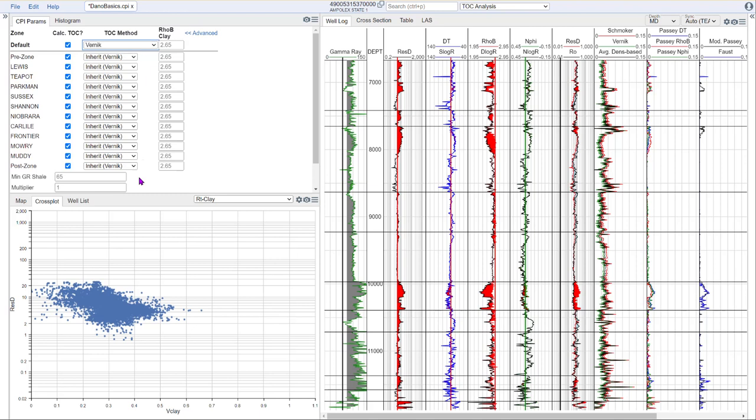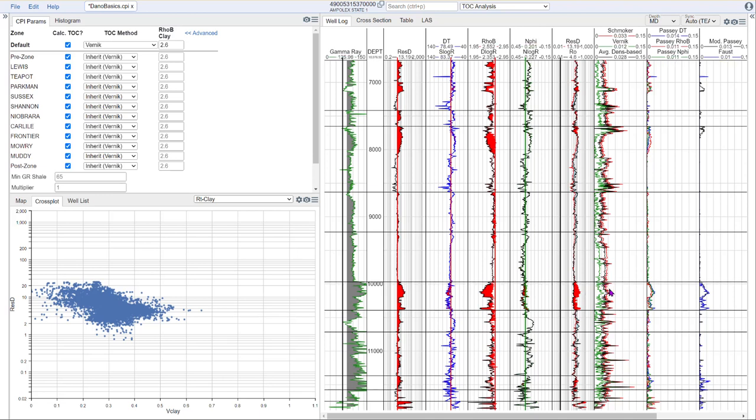So once again, this is a method where we only have to set one parameter, and that's the rho B of clay. Now notice that in this case, I have set a separate rho B clay parameter than what we're setting from the Passey overlay method, but these numbers are often quite similar. And what we're looking to do here is lower the TOC result in our inorganic shales and keep it elevated in our organic shale interval.